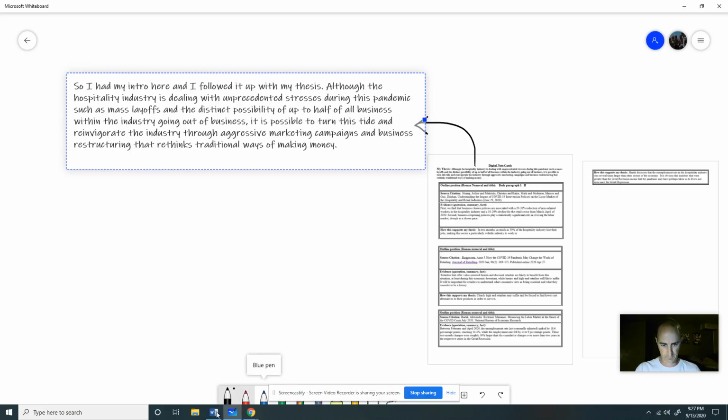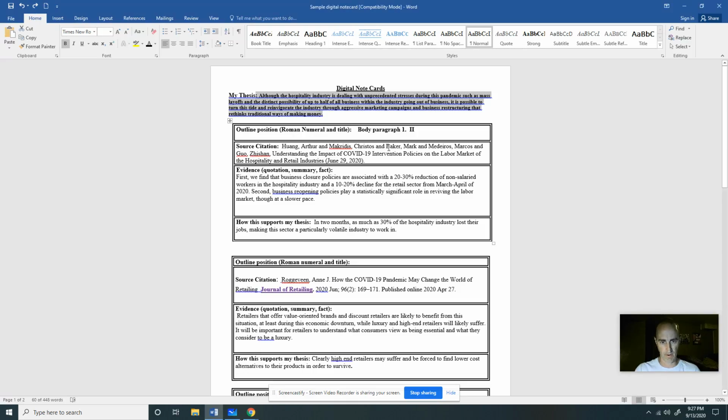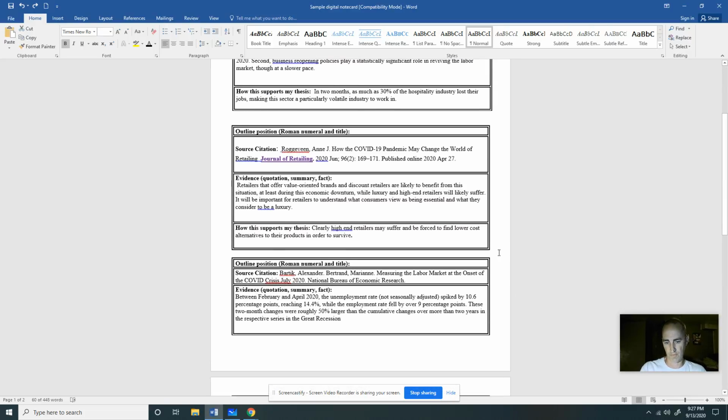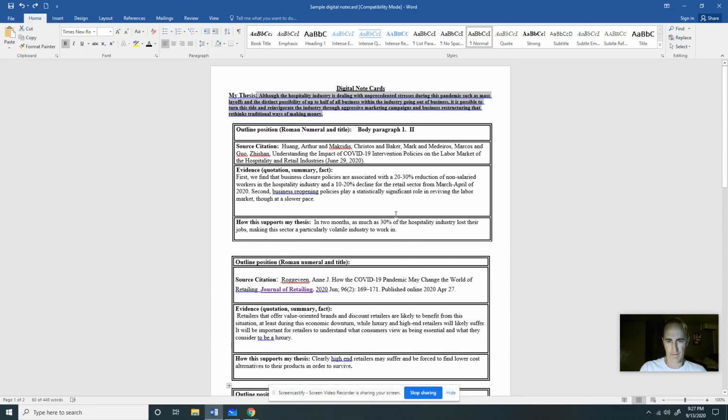Okay, so you guys obviously recognize this. This was a digital note card. Now, in order to help you go through this writing process a little bit, I created a digital note card with a thesis here. I picked an industry, the hospitality and retail industry, and then I created this thesis. Feel free to read that. This is kind of what we're talking about.